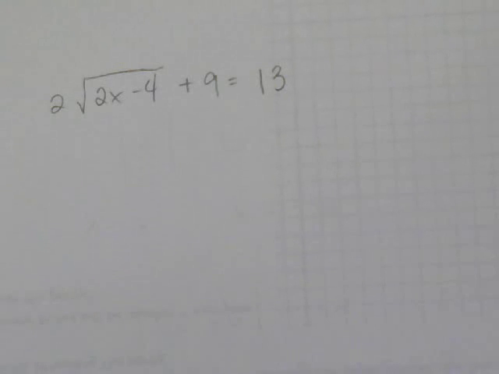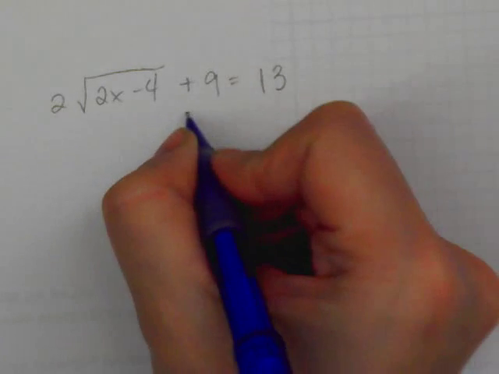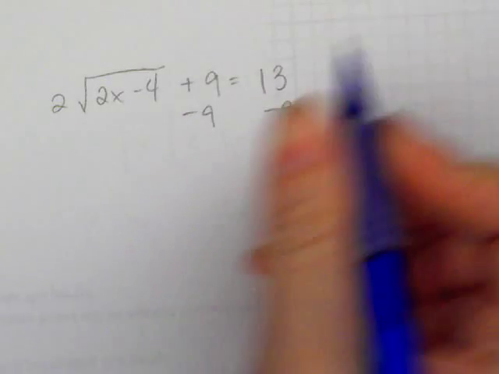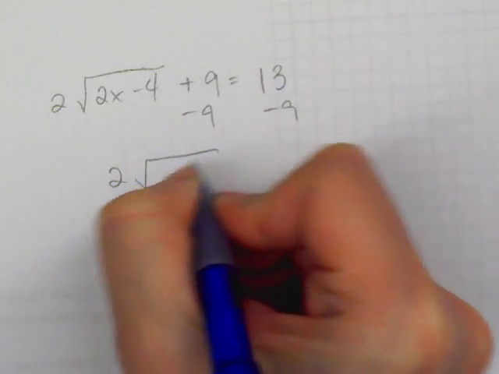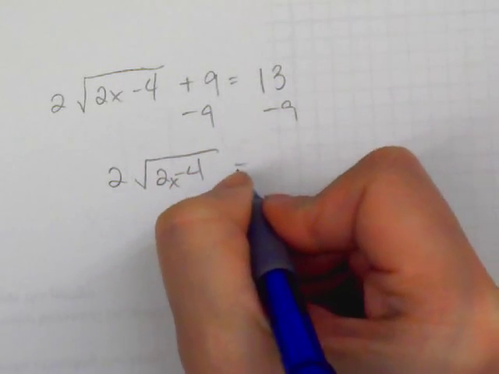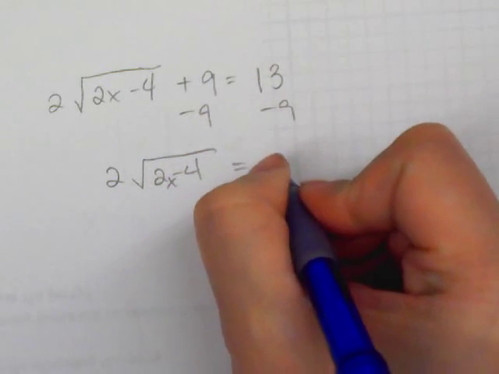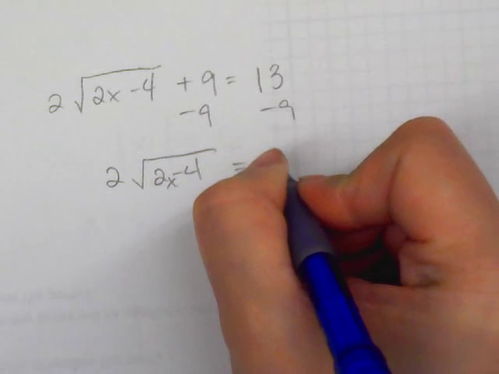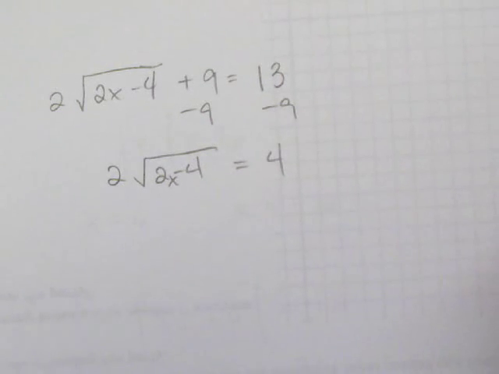I am going to eventually do what, get rid of that square root? Square. I don't want to do that until I have the square root sign alone. So what do I need to get rid of? The 9. Get rid of the 9 first. So I have 2 times the square root of 2x minus 4 equals 4. Then what?